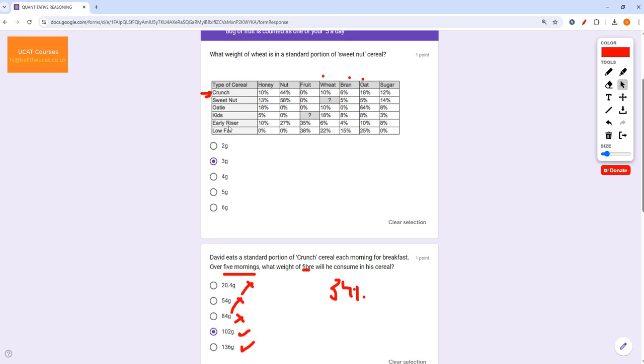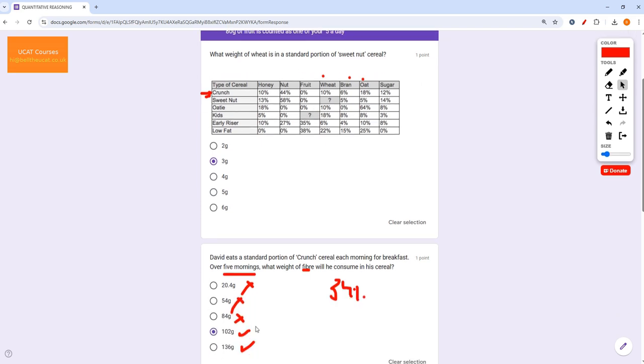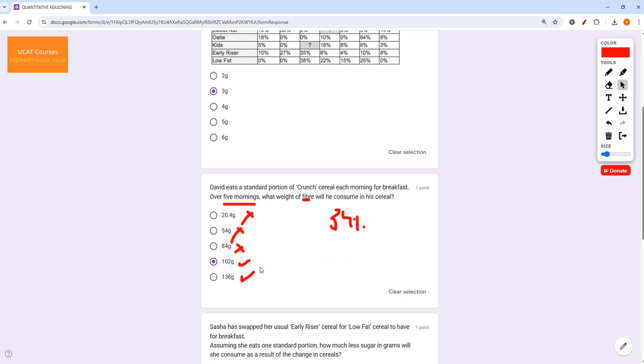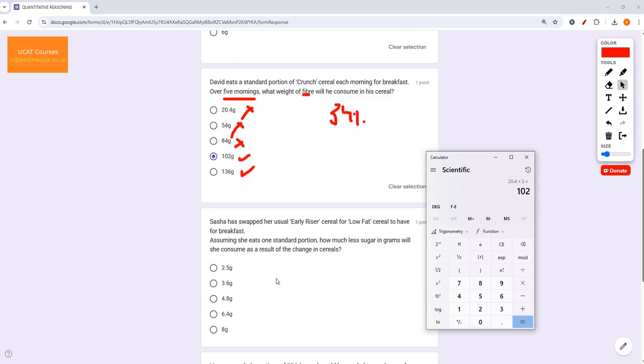So for Sweet Crunch, add them all up together. Fiber is wheat, bran and oat, as he said in the question. They added up to 34%, so the answer had to be a multiple of 34. 34% of 60, and then times by 5. Right, moving on. Next question.